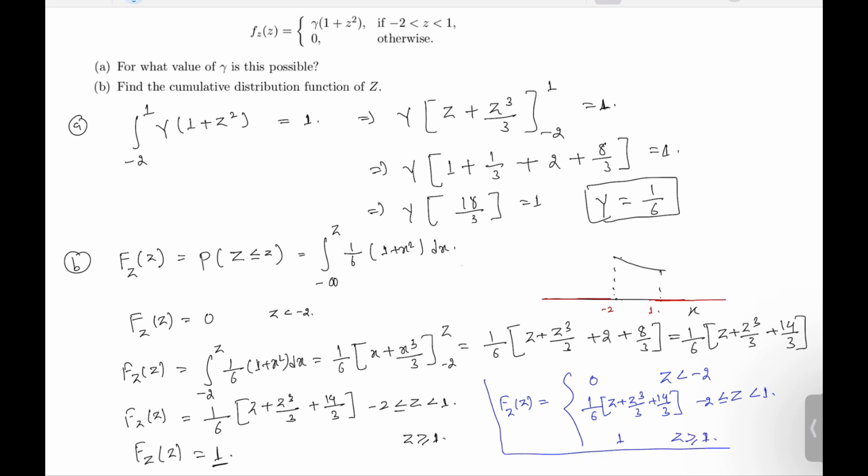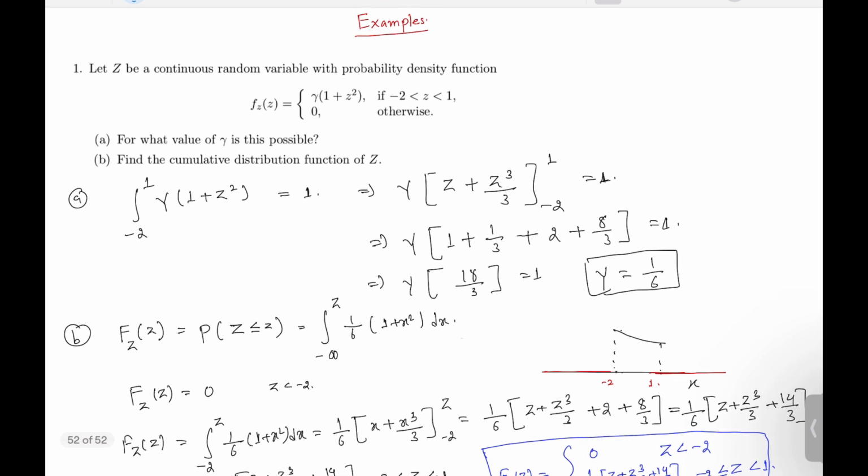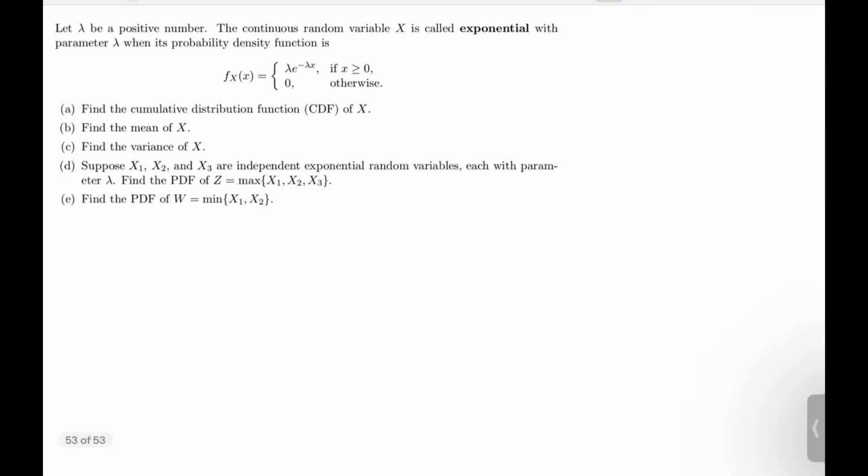So this is the answer to your part B. Let's take another question, and this time we will be taking the question from exponential random variable. Okay, let's take another question, question number 2.